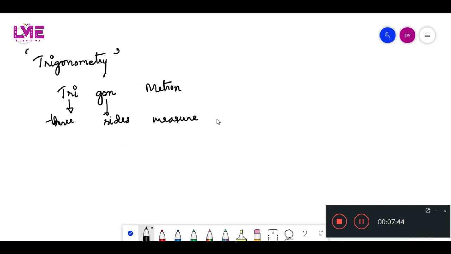So we can say it's measuring of three sides. Three sides of what? Three sides of a right angled triangle. Okay, so in fact trigonometry is the study of relationships between the sides and angles of a triangle.